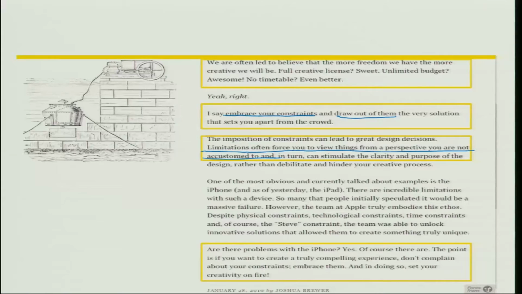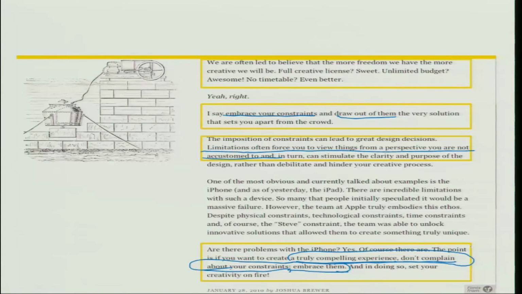He talks also about how many constraints the iPhone and iPod worked under, right? It's not that they had no constraints, they had tons of constraints, but they came up with a brilliant disruptive solution. Are there problems with the iPhone? Yes, of course there are. The point is, if you want to create a truly compelling experience, don't complain about your constraints, embrace them. This is a very insightful, important statement that I would like you to keep in mind.